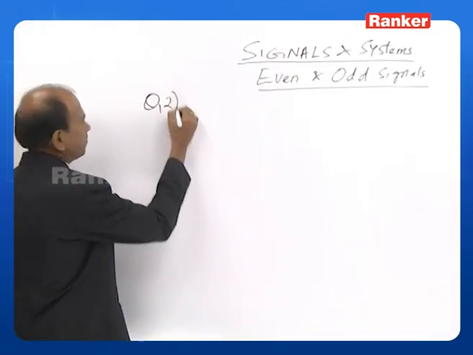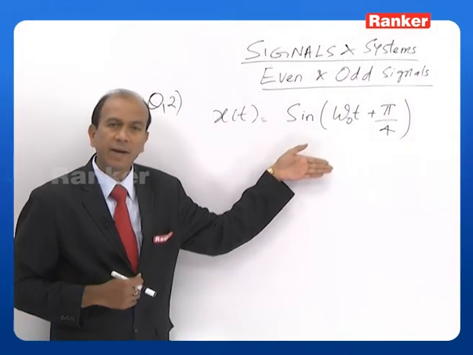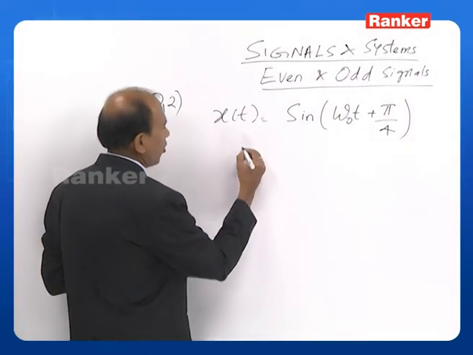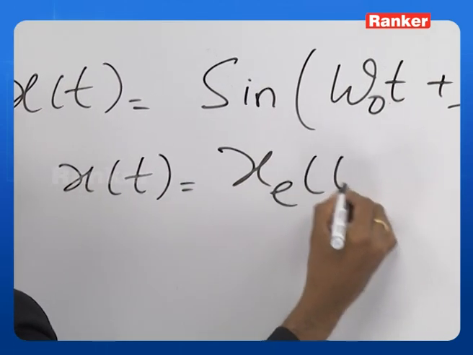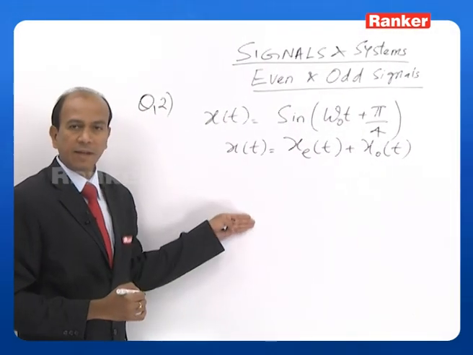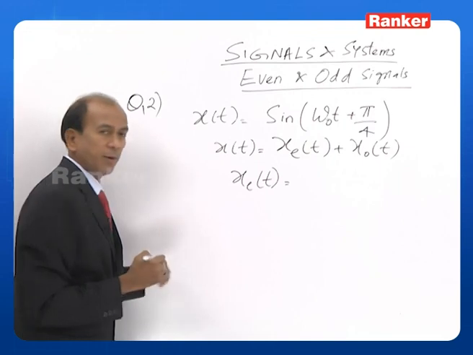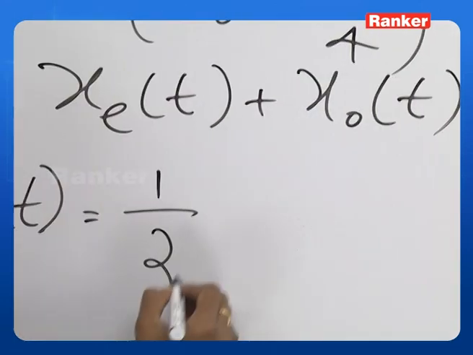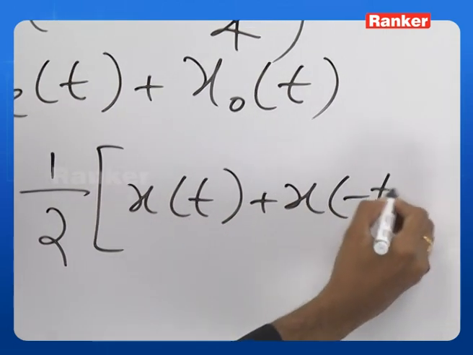Question number 2. We have to find the even and odd components of this. x of t is equal to sin of omega naught t plus pi by 4. Okay. Now again we write what are the formulae we know, then we will break it into an even component and an odd component. So what we know? We know that a signal x of t can be written in terms of an even component plus an odd component. Now let us calculate the even component. xe of t is equal to half of x of t plus x of minus t.